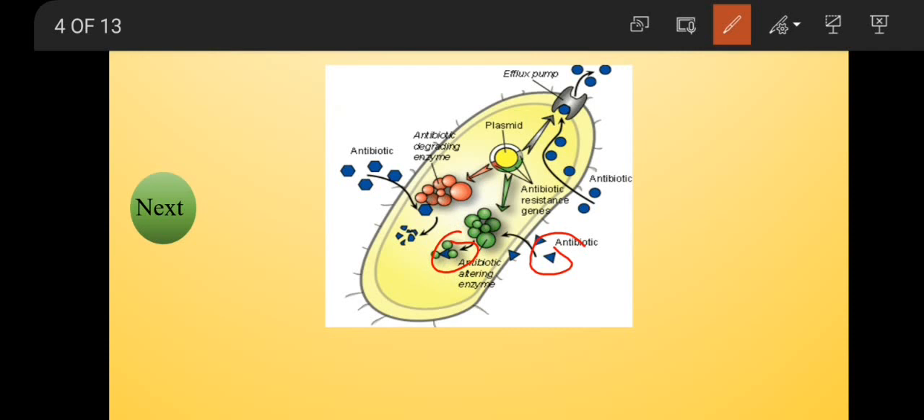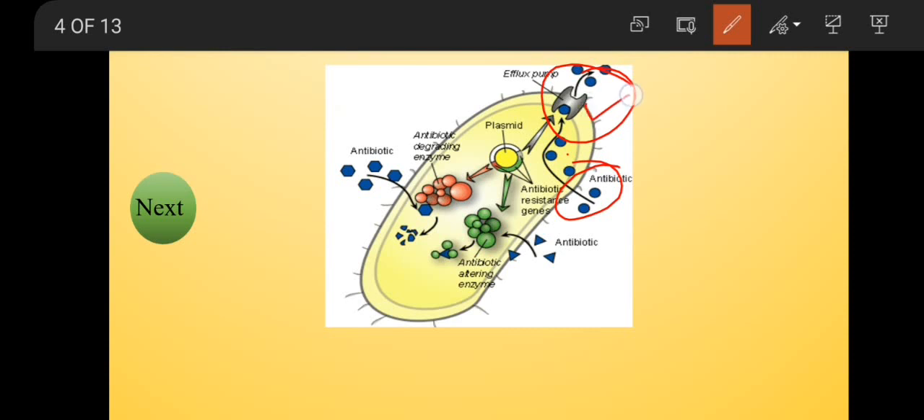And now here in the antibiotics, as you can see, the main role being played here is by the efflux pump. These antibiotics get the possibility to enter inside the microorganisms. Like here, as you can see, they are inside the microorganisms, but as they enter, they are immediately pumped out of the cells, and they cannot perform their action.